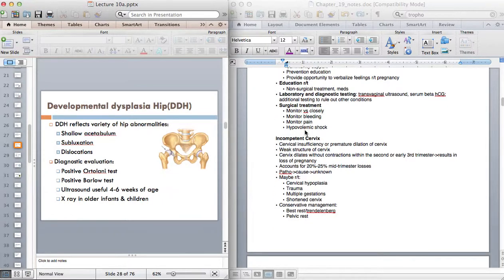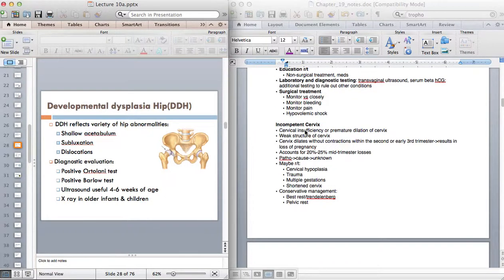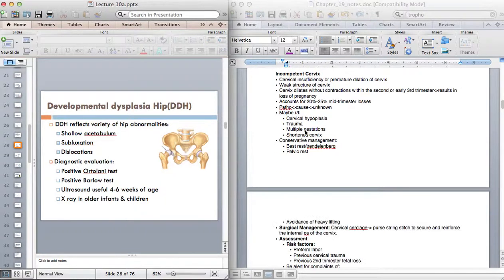Another thing that happens is that there is laxity of the muscle and the ligaments that makes it so lax. There is subluxation and there is dislocation. It can come out completely. So those are the three things that you will notice when there is dysplasia. Three of these things can happen.